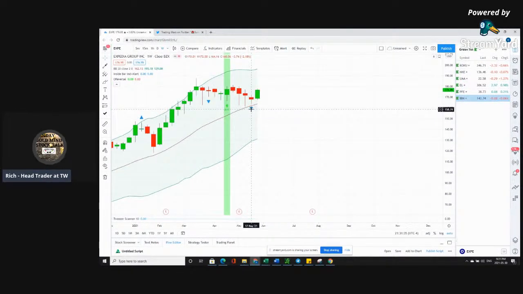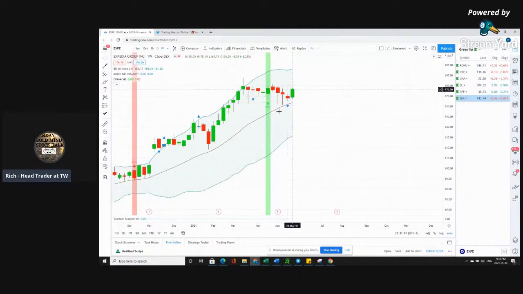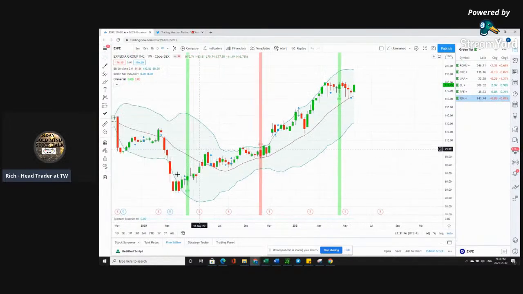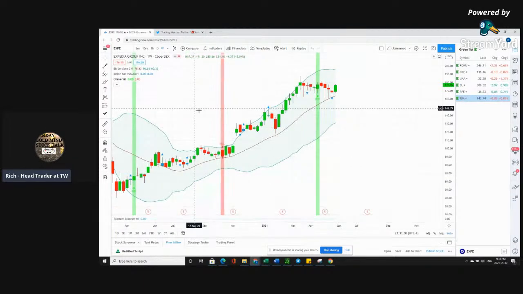Expedia, beautiful inside bar last week. I really hope you played this one last week, Rizwan. Already made great money if you took that inside bar right there. Wham, boom. And then here we go. Outside bar. This one is a failure, but then look at this one back here. Winner. Look at this one back here. Winner. Bam. Beautiful. It's like music.